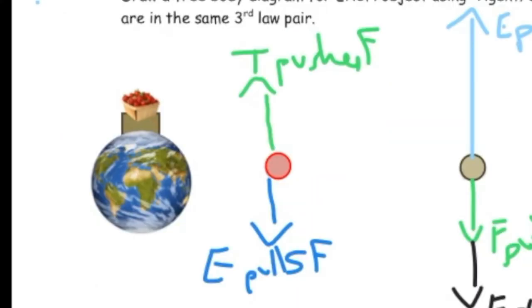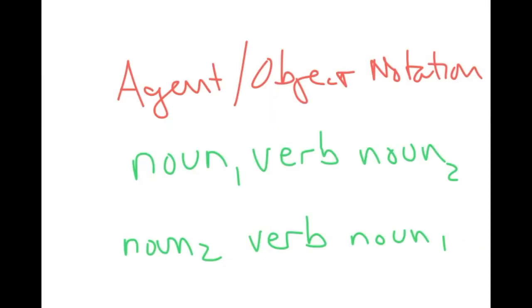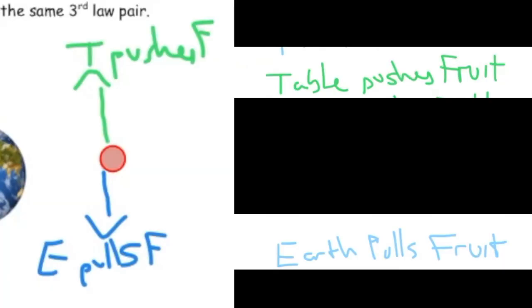In the picture of the fruit, it looks like we have 2 forces which are the same magnitude but opposite direction. You might be tempted to think that this is a third law pair. It is not. A third law pair must consist of only 2 nouns and a single verb. The agent-object sentences on the fruit free body diagram have 3 nouns and 2 verbs. They are not a third law pair.